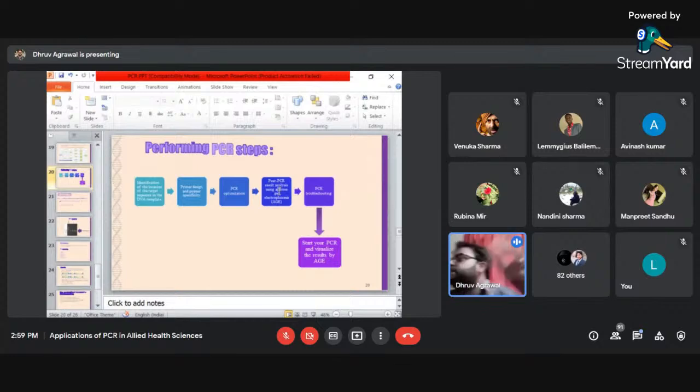Then post PCR result analysis, right? Because there was another question, how you are going to figure out that your particular gene of interest has been amplified. Number one, whether any gene has amplified or not, and secondly, if the gene has amplified, is it exactly your gene which you are looking for? These two things we have to figure out, right?